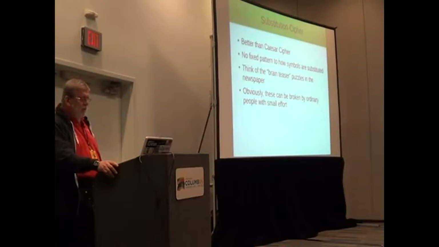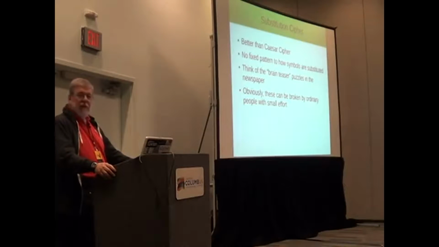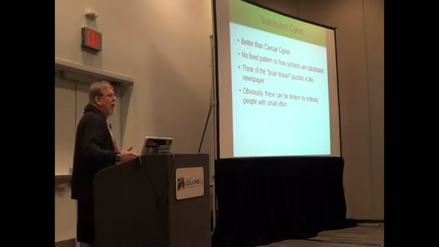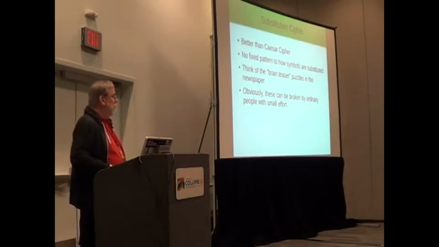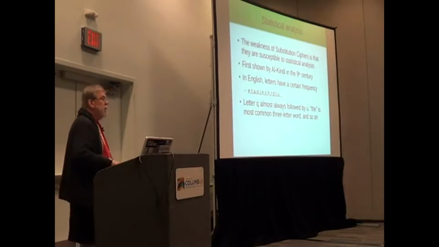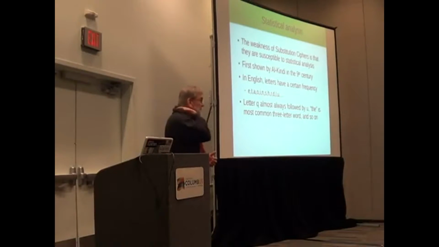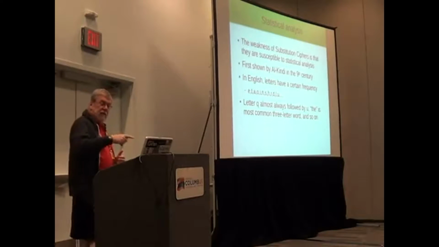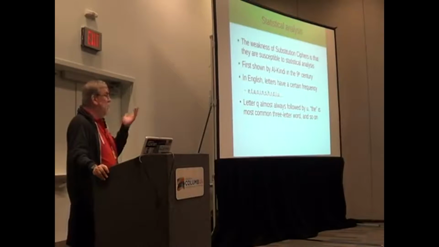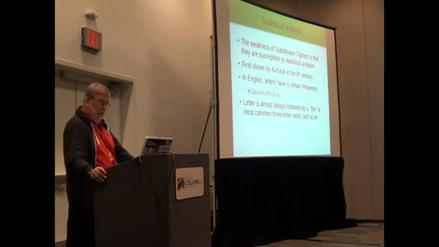Slightly better is a substitution cipher, and you may have seen in the newspaper those kind of brain teasers to decode something. Obviously, they're not that hard. Otherwise, they wouldn't be in the newspaper for everyone to do. And the reason is they are subject to statistical analysis. This was actually shown in the 9th century, so it's been known for quite a long time. In English, we know that certain letters are more frequent than others. There are certain combinations that happen.